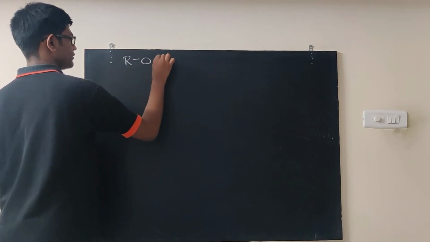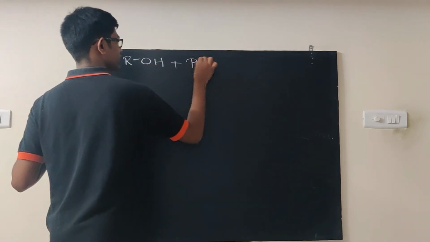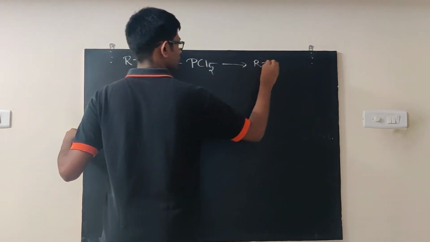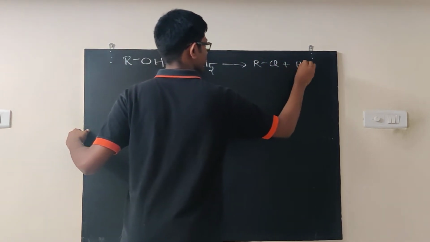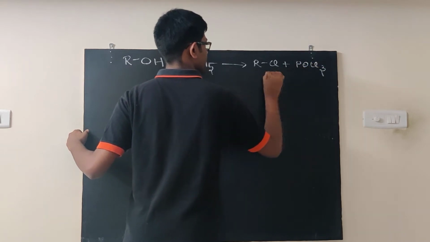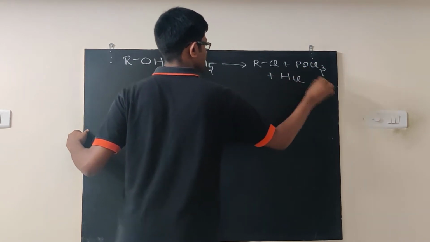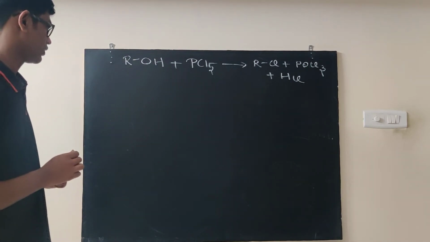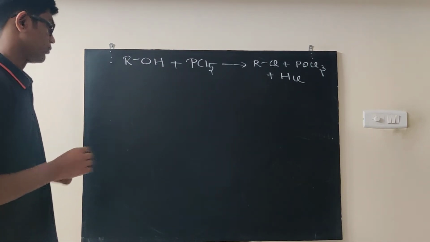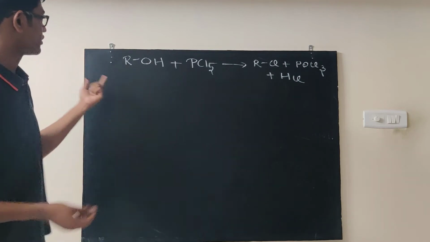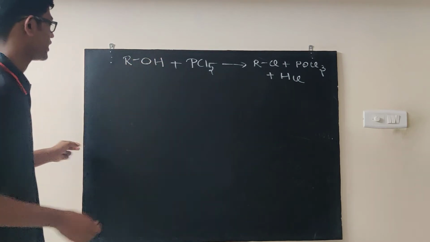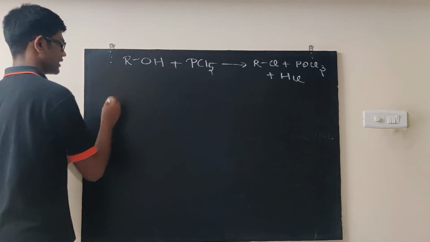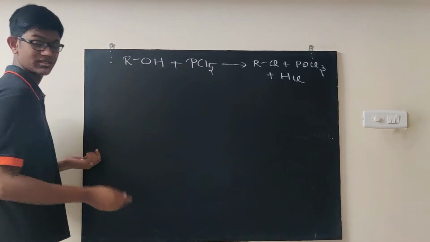ROH plus PCl5 giving RCl plus POCl3 plus HCl. Okay, so this is the next reaction you've got to learn. Now, your book has no specifics on this, so instead of chlorine you can have bromine: ROH plus PBr3. PI5 is generally unstable, so you don't use it to prepare iodides generally.